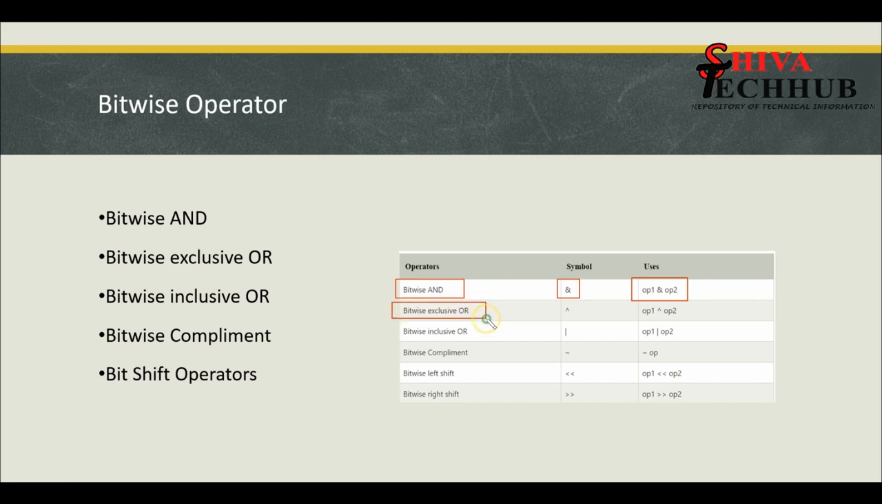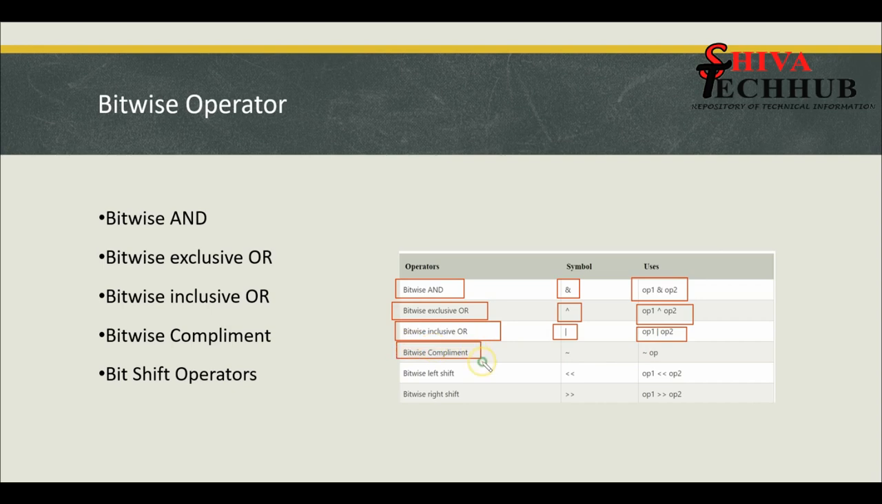The next bitwise operator is bitwise exclusive OR, which is represented by the cap symbol. So variable 1, cap symbol, variable 2. It performs the exclusive OR operation. Then we will be looking at inclusive OR. It is denoted by a single vertical line: variable 1, vertical line, variable 2. It does the inclusive OR operation of two variables.